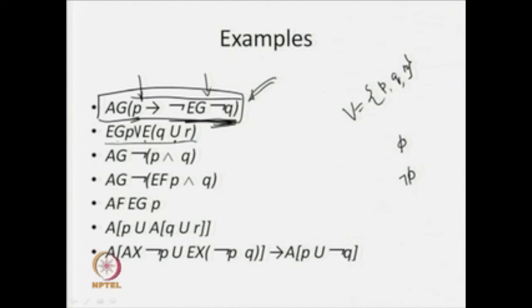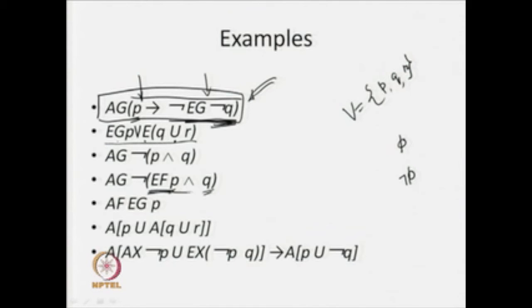Like that, you can analyze the other one also. So, the fourth one: P is an atomic proposition, so it is a CTL formula. F is a temporal operator and it is preceded by a path quantifier, so E F P is also a CTL formula. Q is also a CTL formula, because it is an atomic proposition. They are connected by this conjunct.